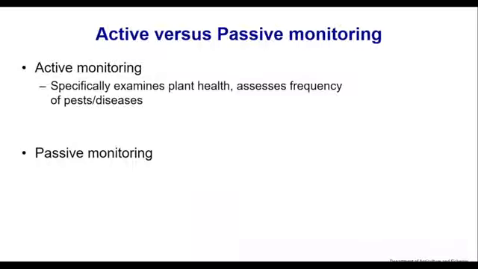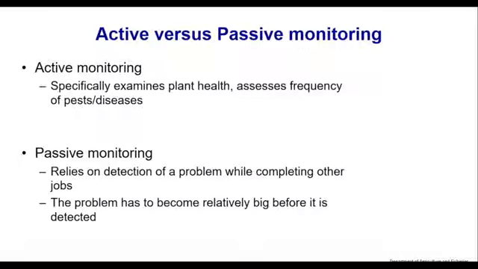Whereas passive monitoring, it's also helpful. It relies on the detection of a problem while completing other jobs. So that's your staff there. They're doing weeding. They are moving plants around. They're potting up. They are picking plants for dispatch. This is valuable information that you want to tie into, because the more people that you have looking, the better. But relying on passive monitoring can lead to greater pest populations.